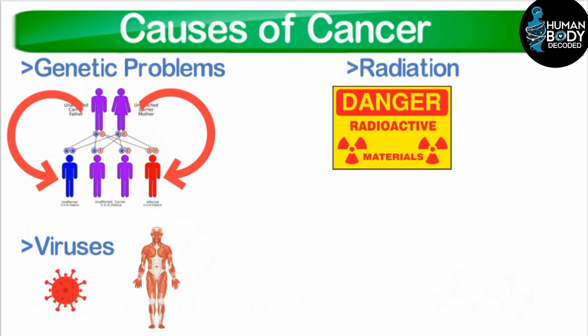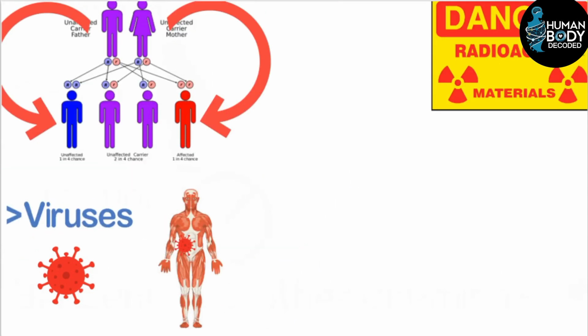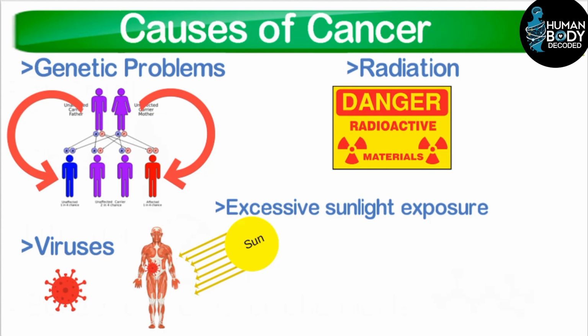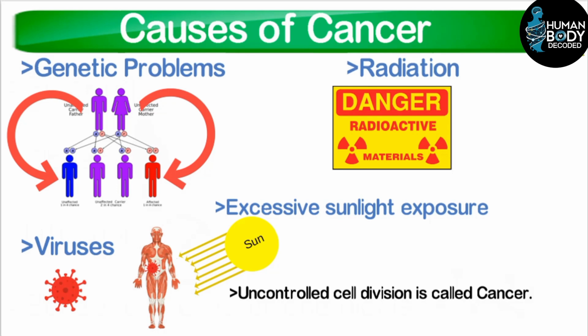Viruses. If someone gets a viral infection, or if someone is exposed to sunlight more, all these things are actually causes of cancer. When all these things interact with our body, the body's control over the growth of cells is lost. So I told you that those cells that go out of control become the cause of cancer. So these are all the causes of cancer.